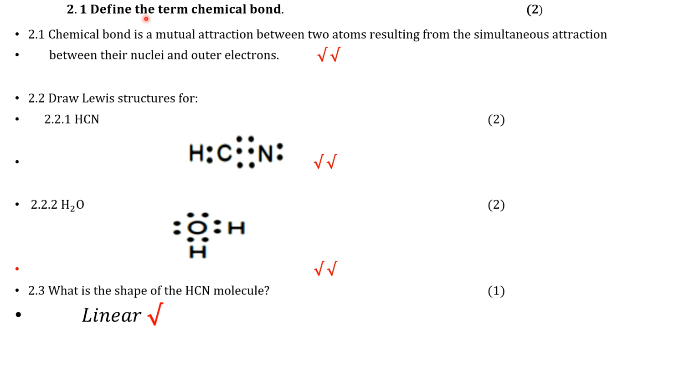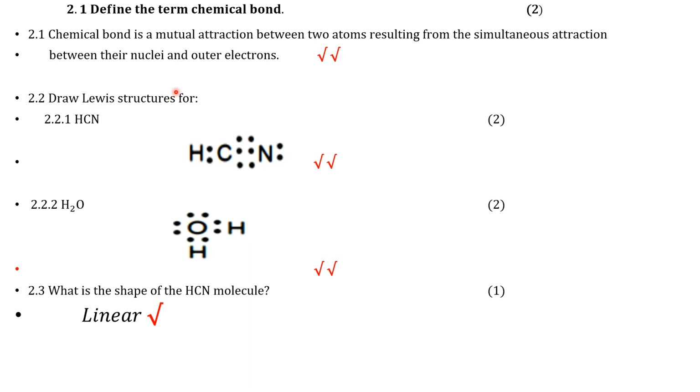So 2.1, define the term chemical bond. A chemical bond is a mutual attraction between two atoms resulting from the simultaneous attraction between their nuclei and outer electrons. So number 1, mutual attraction between two atoms, 1 mark. Resulting from simultaneous attraction between the nuclei and outer electrons, 2nd mark.